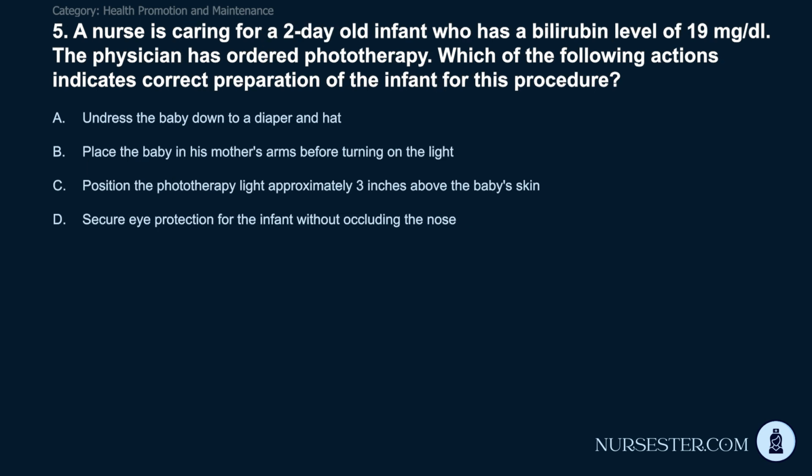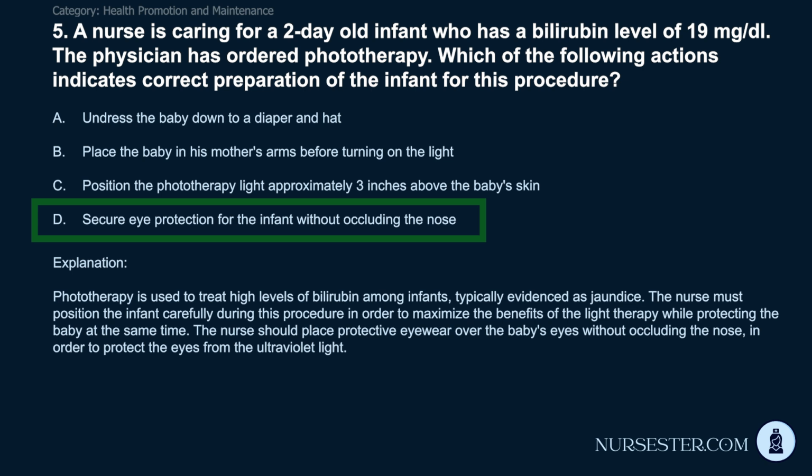5. A nurse is caring for a 2-day-old infant who has a bilirubin level of 19 mg per dl. The physician has ordered phototherapy. Which of the following actions indicates correct preparation of the infant for this procedure? A. Undress the baby down to a diaper and hat. B. Place the baby in his mother's arms before turning on the light. C. Position the phototherapy light approximately 3 inches above the baby's skin. D. Secure eye protection for the infant without occluding the nose. Correct answer, D. Secure eye protection for the infant without occluding the nose.